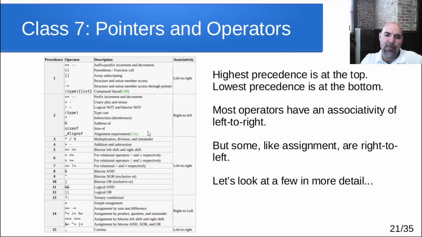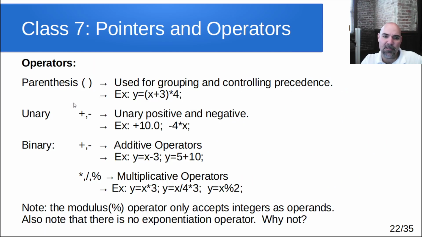You can still do that. And going back to our table, notice that the positive and negative signs, unary plus and minus, are at level 2 here. Those are not the same as addition and subtraction, which are down here at level 4. These have a higher level of precedence than that. Then we have the binary arithmetic operators.